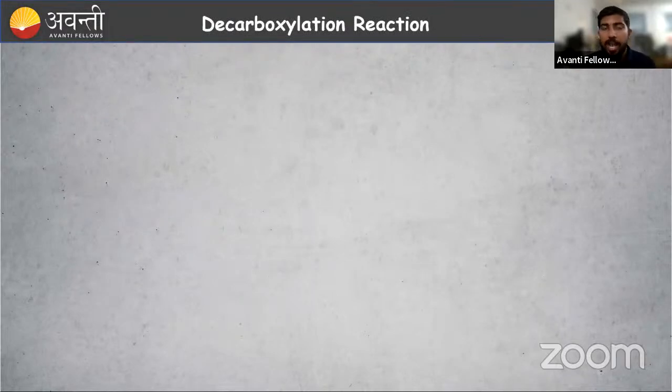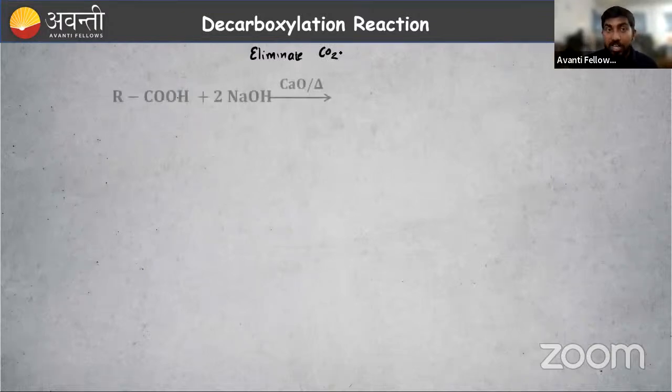Okay. Next reaction. So remember, we are studying the preparation of alkanes. Next one is the decarboxylation reaction. So what do you mean by decarboxylation? De means removal or elimination. So what are we eliminating here? We are eliminating carbon dioxide. So we have to eliminate our carbon dioxide, then we will get our alkane. From where we have to eliminate carbon dioxide? Let us study that.